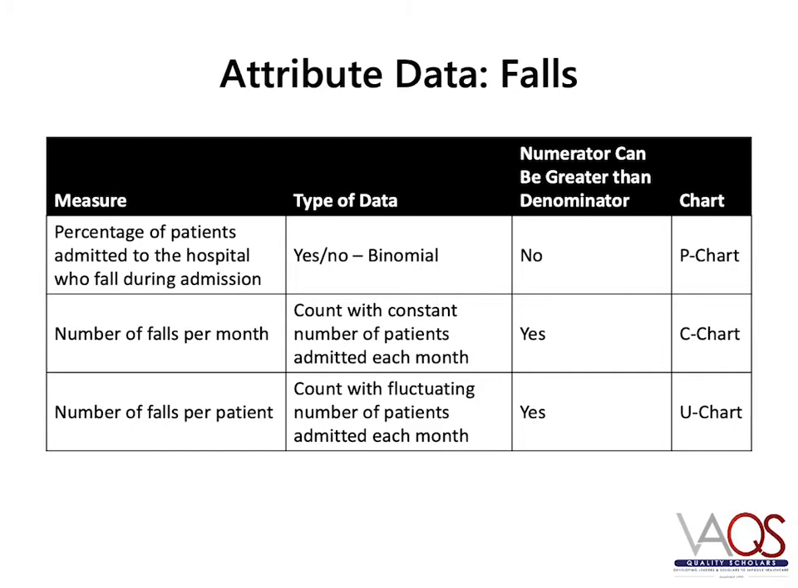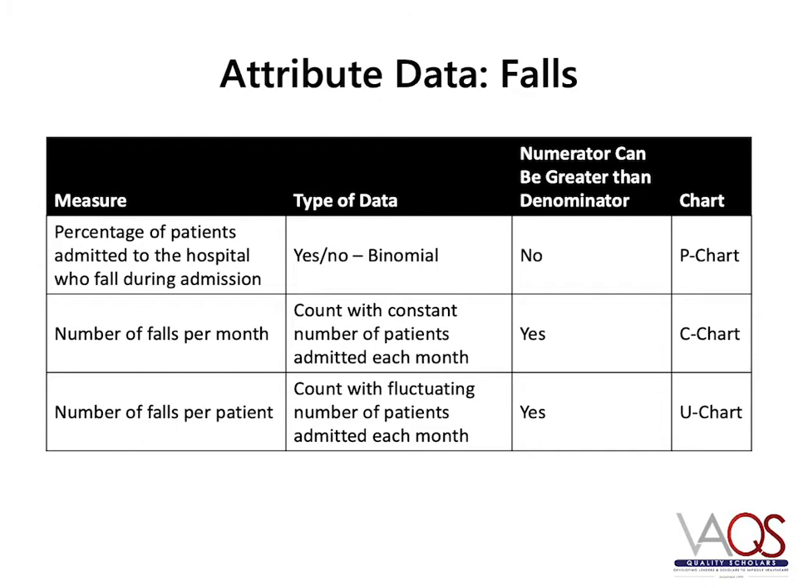Because each person in the denominator can have more than one fall, it is possible for the numerator to be larger than the denominator for C-charts and U-charts. If you have a constant number of patients admitted each month, you can use a C-chart and simply plot the number of falls each month. If you have a variable number of patients admitted each month, you will need to use a U-chart, where you will plot the number of falls per patient.